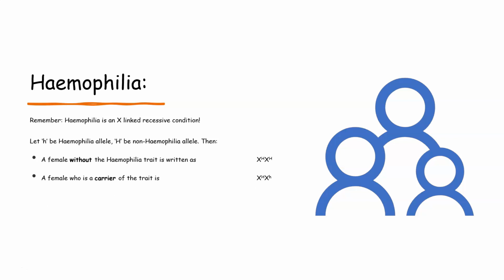A female who is a carrier has the big H and the little h, because the little h is a haemophilia allele. So to be a carrier, you've got to have one of the alleles.